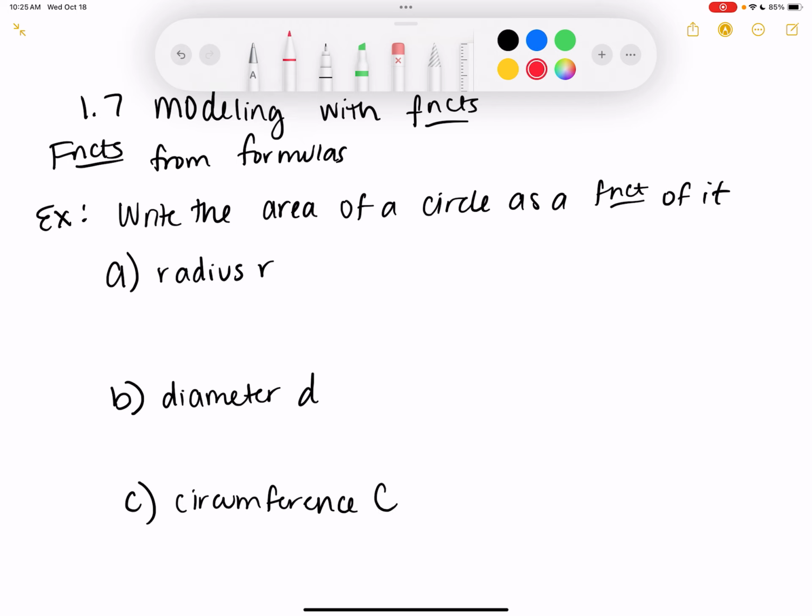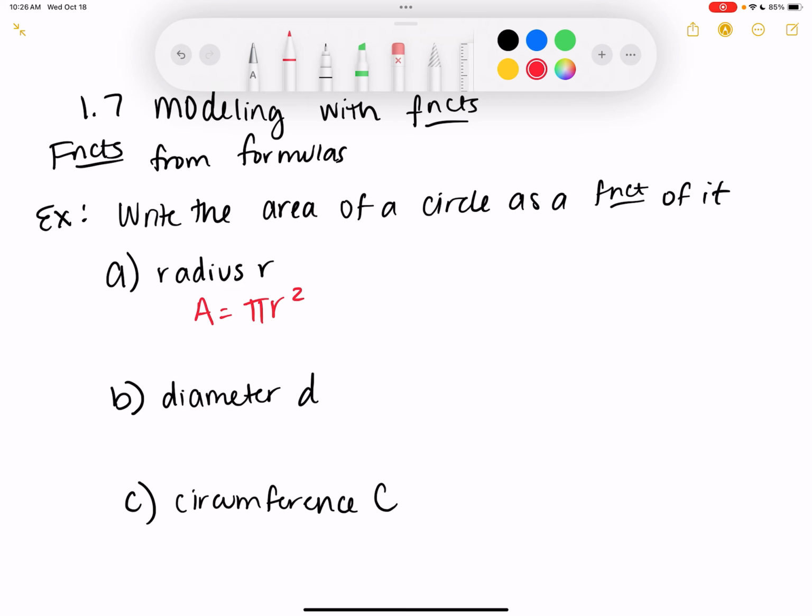So we know the area of a circle as a function of radius already, because radius is what we use to find the area of a circle. So what is the area of a circle with respect to radius? Pi r squared. Yep, pi r squared. So that one, obviously not bad. That's already known information.